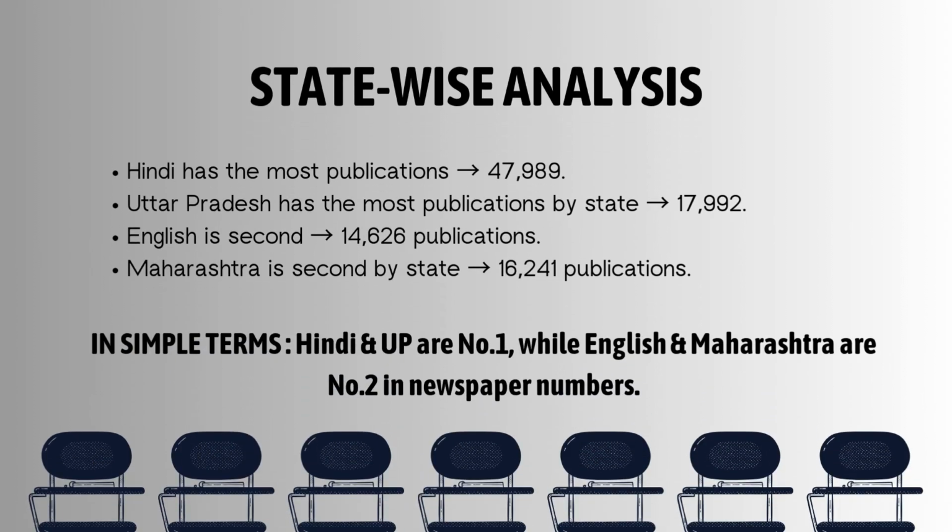State-wise analysis. Hindi has the most publications, 47,989. Uttar Pradesh has the most publications by state, 17,992. English is second, 14,626 publications. Maharashtra is the second by state, 16,241 publications. In simple terms, Hindi and UP are number 1, while English and Maharashtra are number 2 in newspaper numbers.